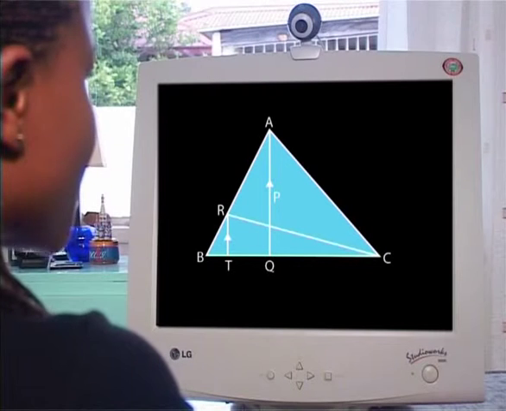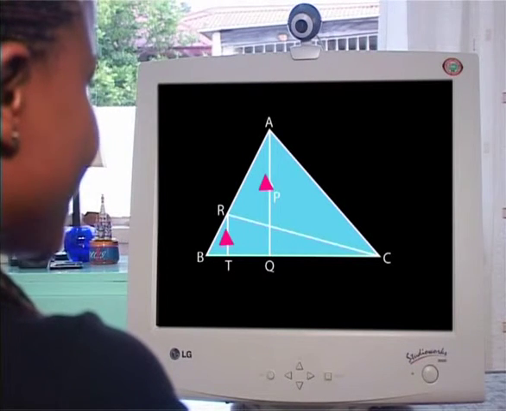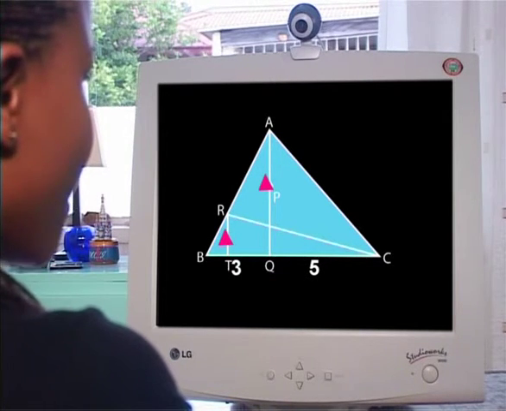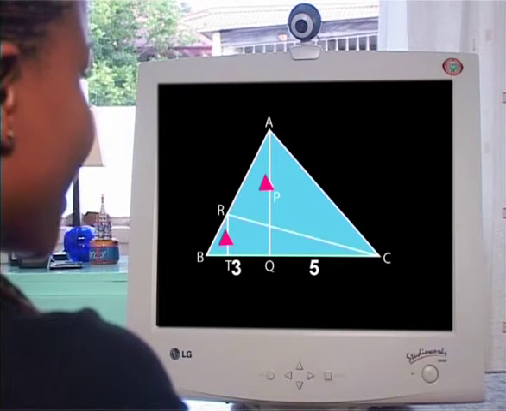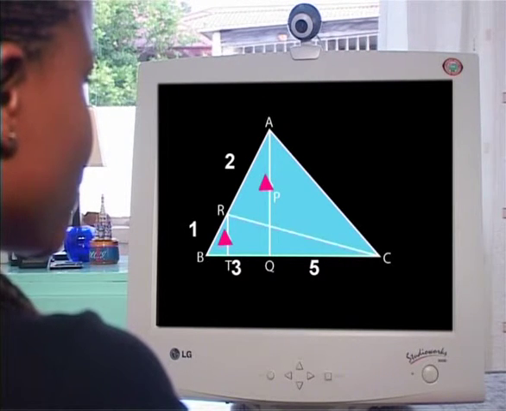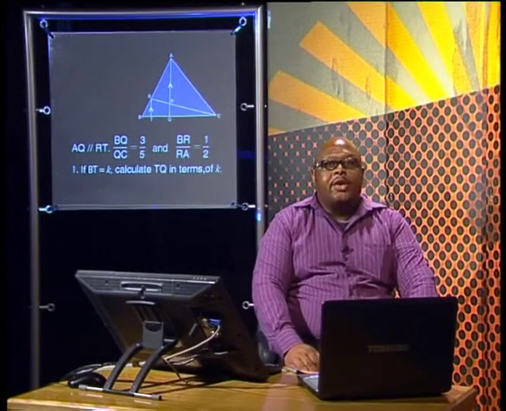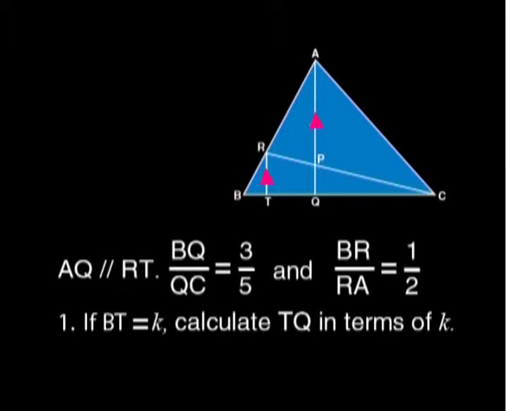What is given? AQ is parallel to RT. The ratio of BQ to QC is 3 to 5, and the ratio of BR to RA is 1 to 2. Yes. Have a good look at what information you are given. You should recognize which of these triangles have proportional sides based on the parallel lines RT and AQ. The first question is, if BT equals K, calculate TQ in terms of K.